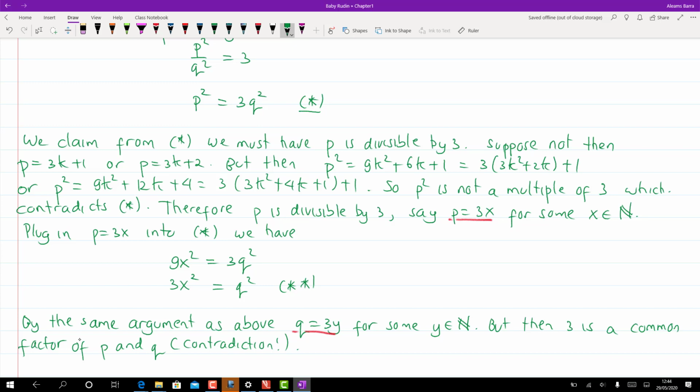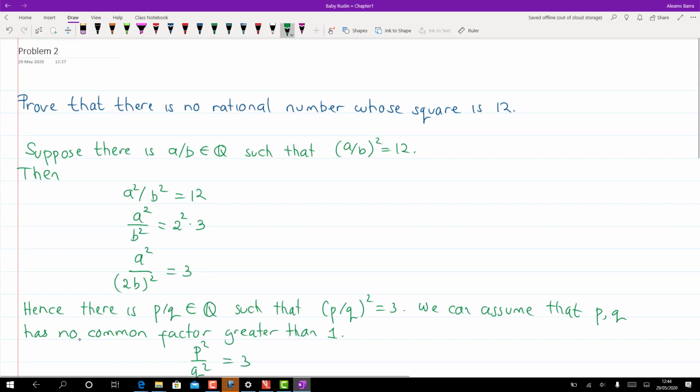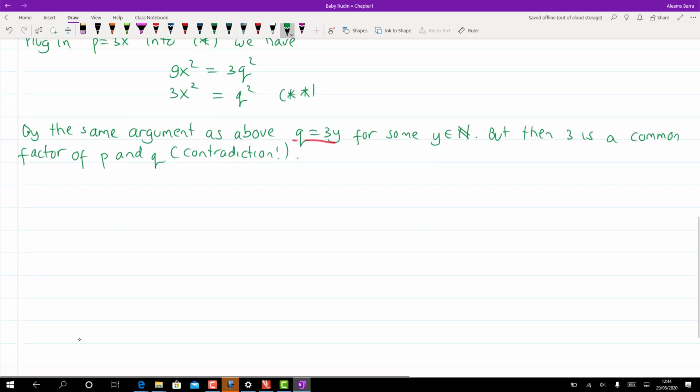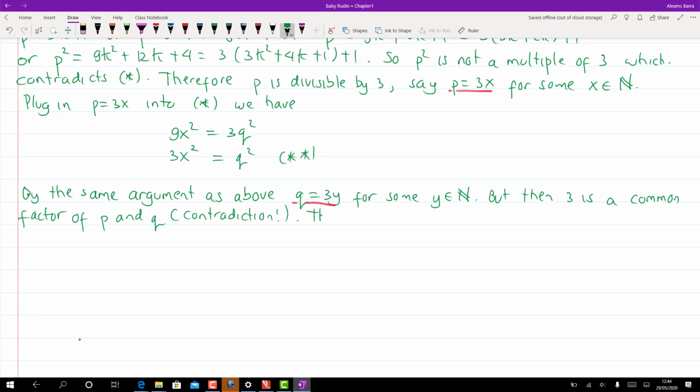Since we arrive at a contradiction, the very first assumption that there is a rational number whose square is 12 is wrong. Thus there is no rational number whose square is 12. And we are done.